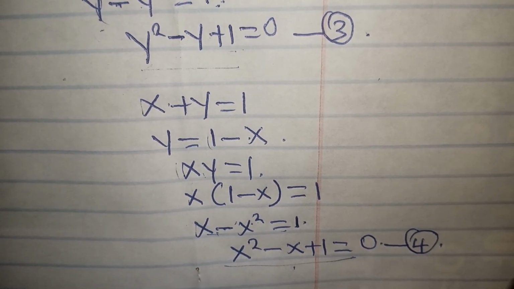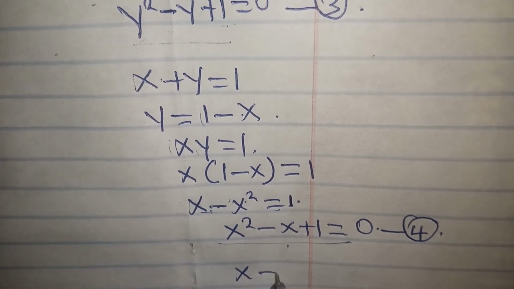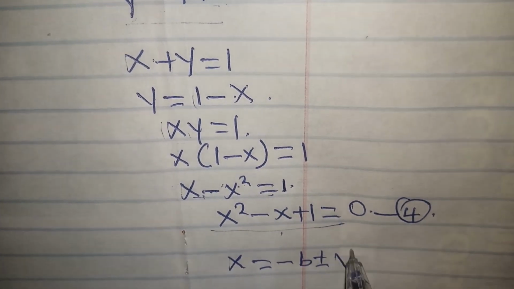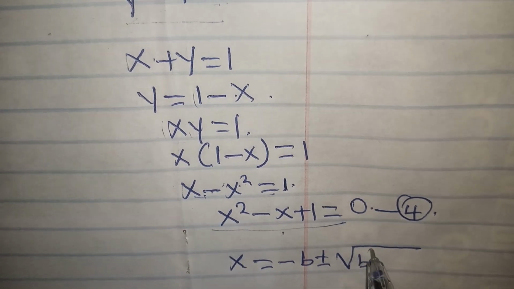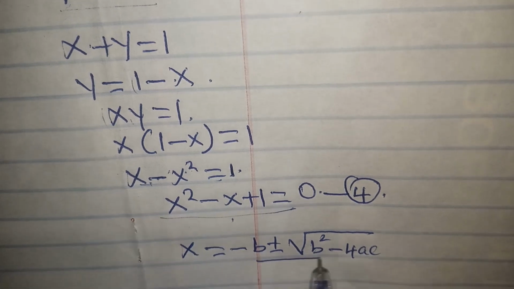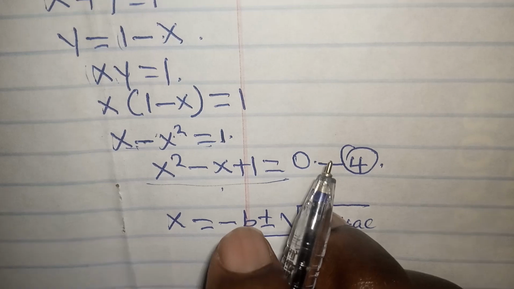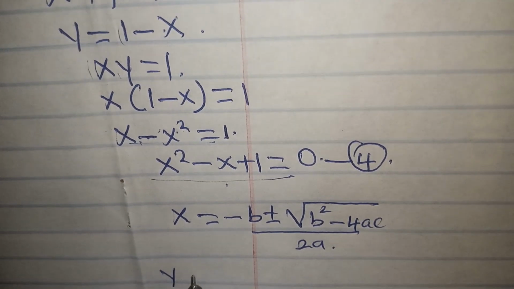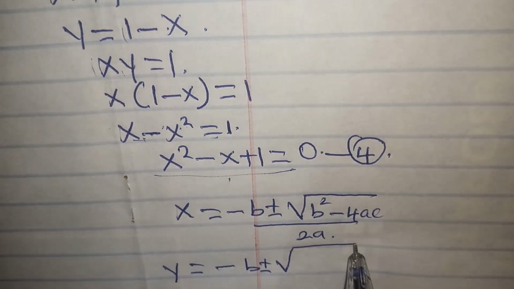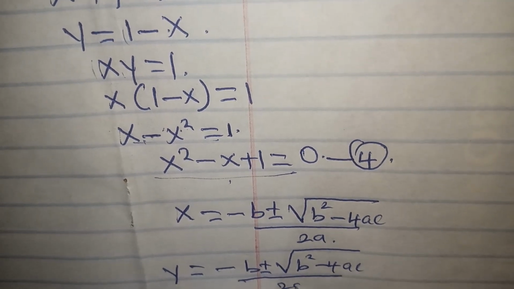Okay, for the sake of simplicity, I'm going to apply the formula method, which says x is equal to minus b plus or minus the root of b squared minus 4ac over 2a. So this is what we are now having for x. If we do the same thing for y, we arrive at y is equal to minus b plus or minus the root of b squared minus 4ac over 2a.